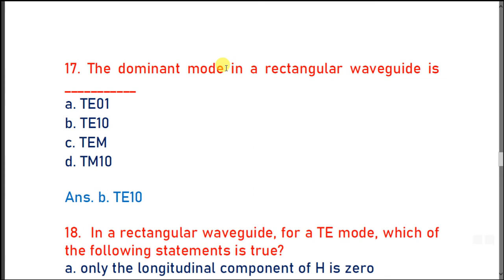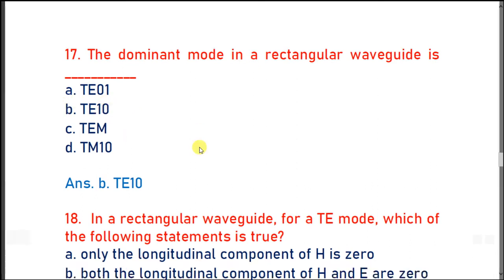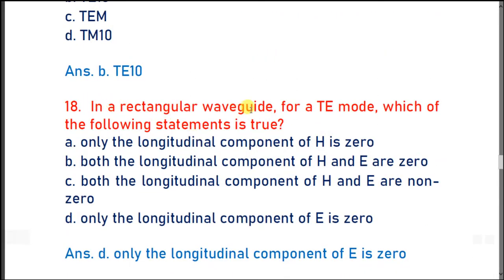The dominant mode in a rectangular waveguide. So you know the dominant mode is TE10 because this mode has the longest cutoff wavelength, the smallest cutoff frequency, and low loss. So the dominant mode for a rectangular waveguide is TE10. That is answer B. Okay. In a rectangular waveguide for TE modes, which of the following statements is true?